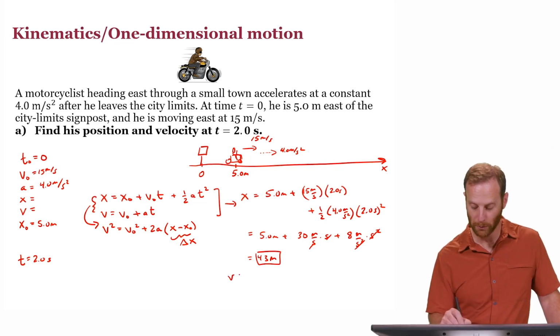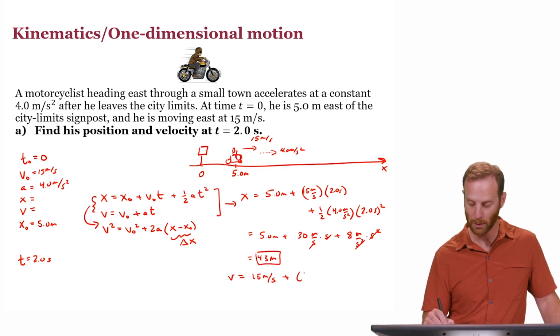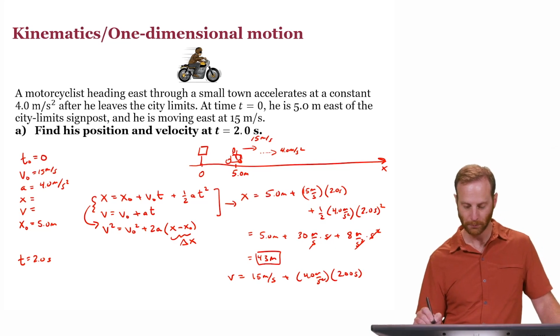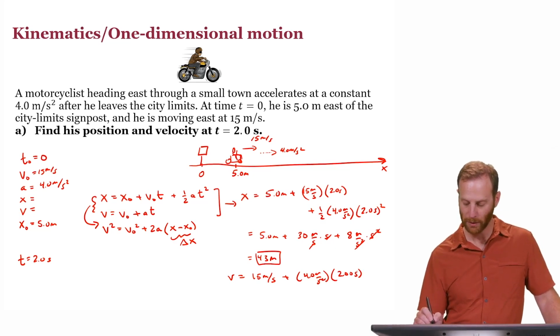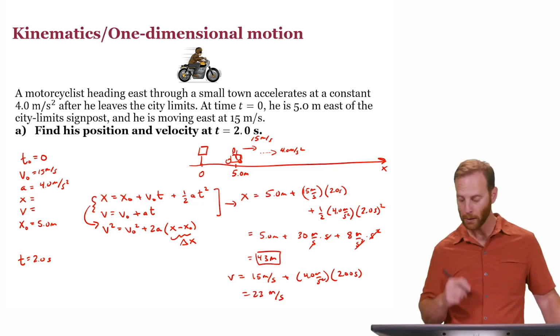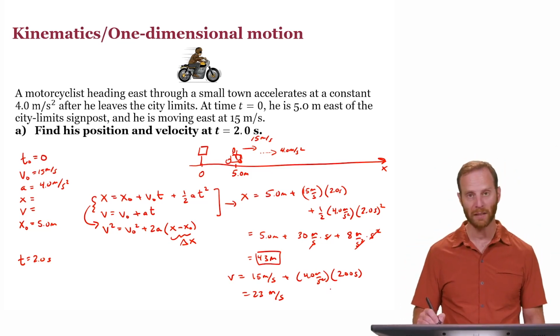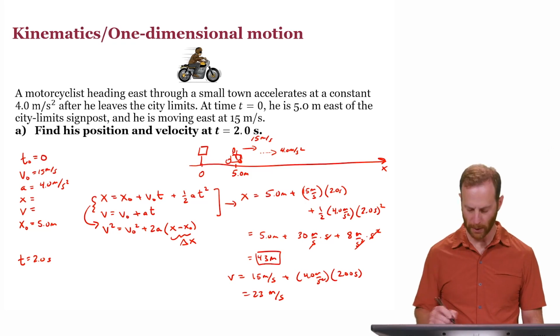We can do something similar for the velocity, but it's a little bit easier. 15 meters per second plus the acceleration of 4 meters per second squared times the time of 2 seconds. 15 plus 8 is 23. The units had better be meters per second, and they are, because meters over seconds squared times seconds cancels 1 factor of seconds.